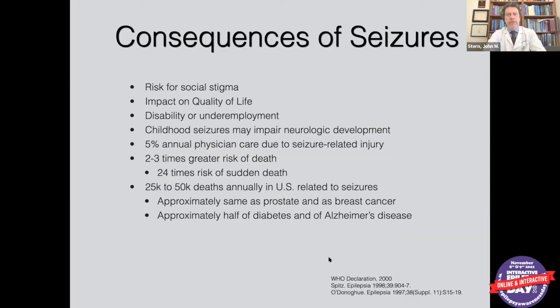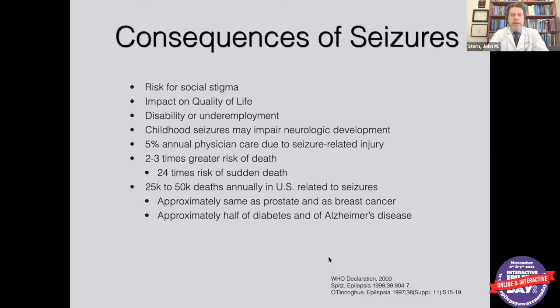So when a person has seizures, and epilepsy as well, but especially if the seizures are occurring, meaning the person's epilepsy is not fully responding to medication, there are consequences. And one is social stigma. Epilepsy has a history of stigma going back millennia. Early history describes concerns about epilepsy and seizures and fears. But it can also have an impact on quality of life.